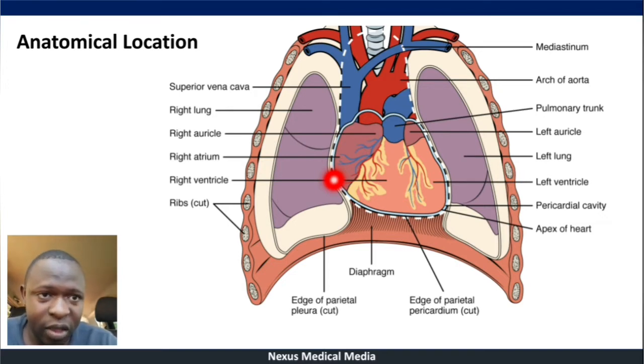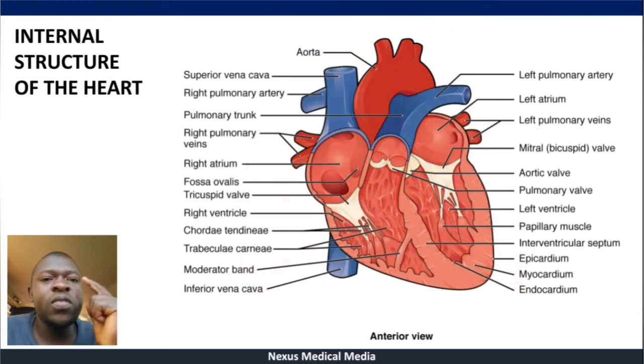And again on the back of the side, you find the esophagus, and you find the thoracic vertebrae, right? Big terms. We will talk about them in other videos, right? And anteriorly, you find the breastbone or the sternum. Okay, so the internal structure of the heart, right?